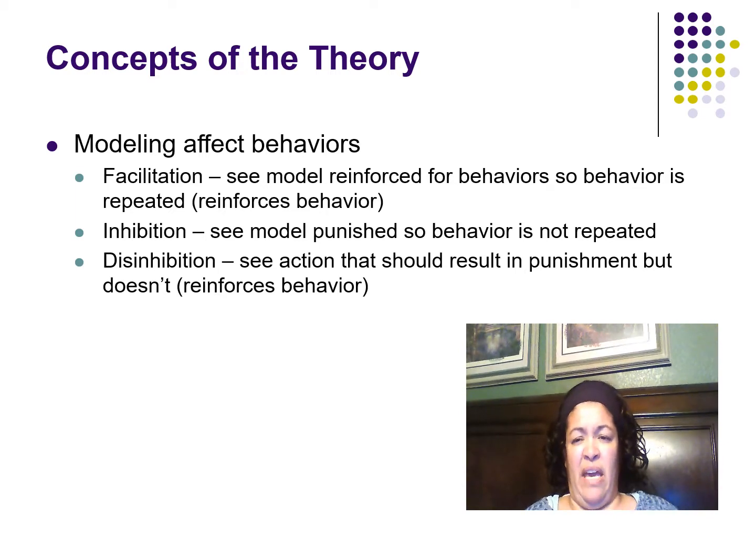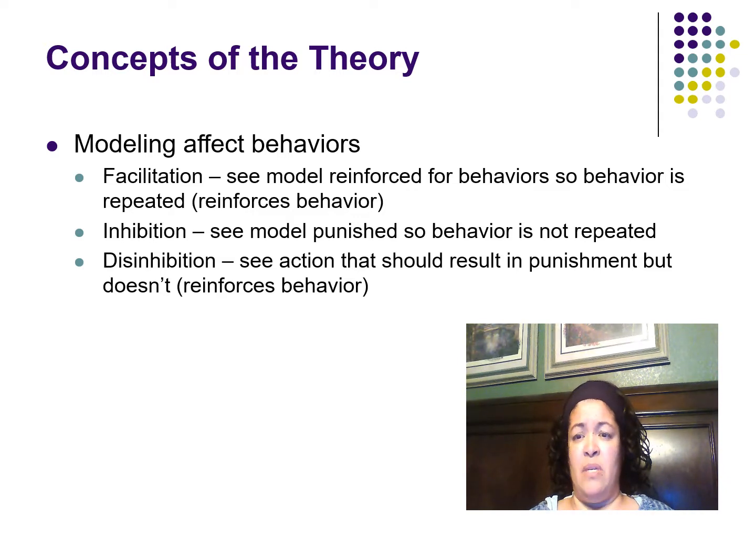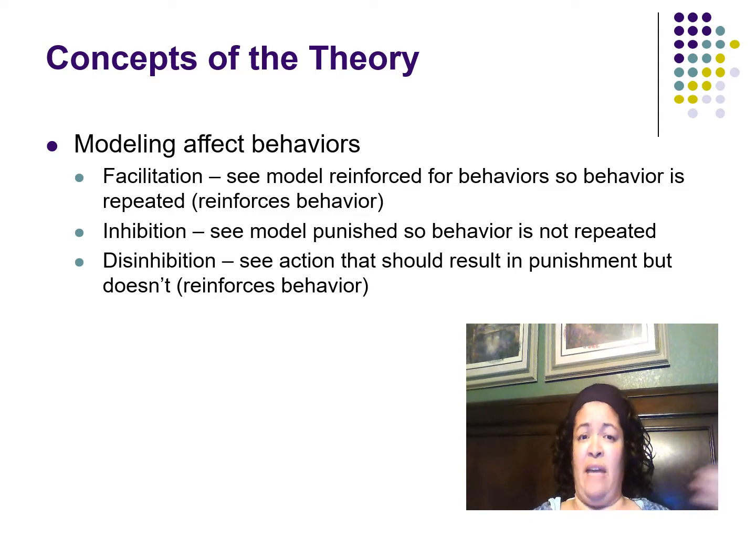Modeling can affect behavior in 3 different ways. It can facilitate the behavior, where you see the model perform the behavior and it's reinforced, so you repeat the behavior. It can inhibit the behavior because you see someone being punished for the behavior, so it is not repeated. Or it disinhibits. You see, like I mentioned before, a violent, aggressive behavior and the individual is not punished. So now the child can go ahead and act on that same behavior because it reinforces that behavior since there was no punishment.